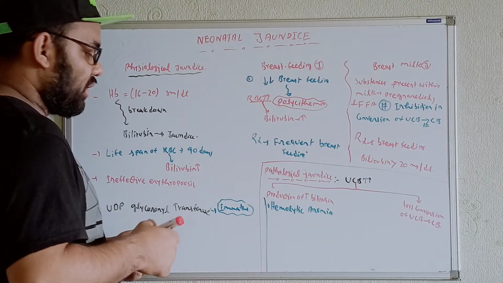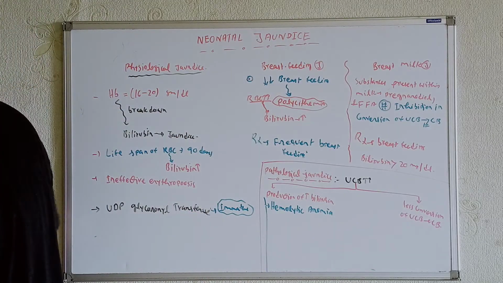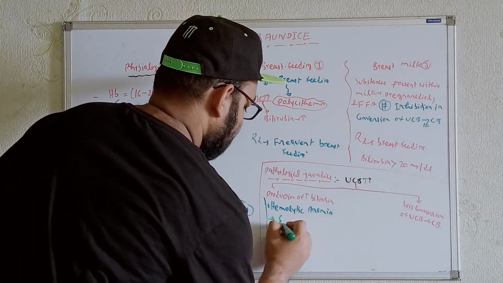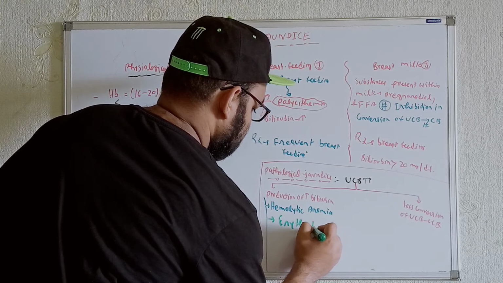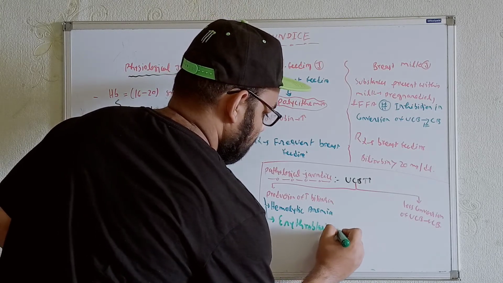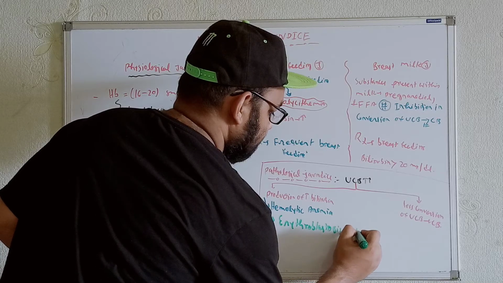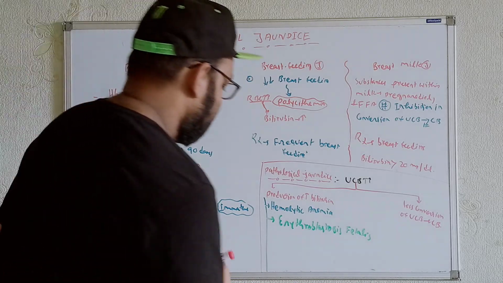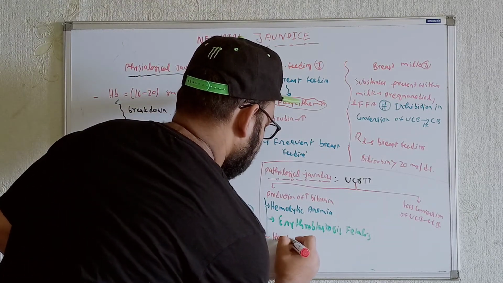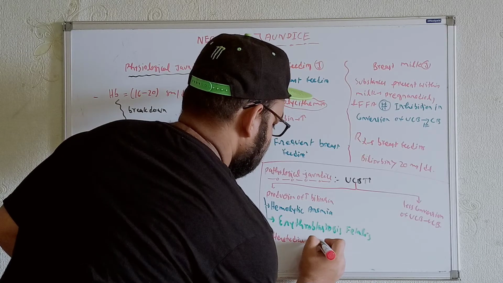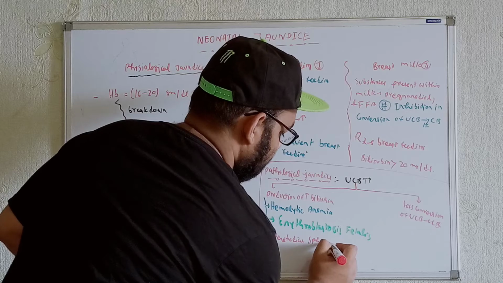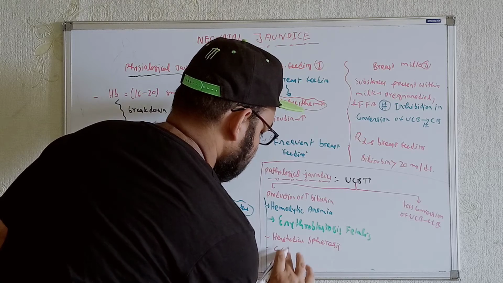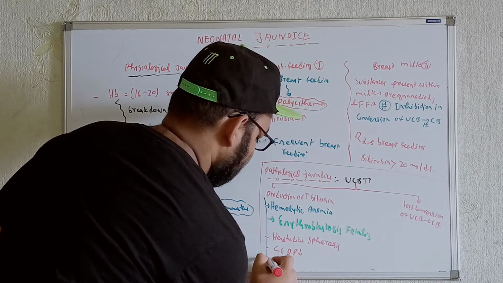The second reason, that's the most important one. Let's use a different color. Erythroblastosis fetalis. Now the other reasons we'll get over here. Hereditary spherocytosis, you can write it over here. We can also get G6PD deficiency, glucose-6-phosphate dehydrogenase deficiency. We can also get polycythemia.